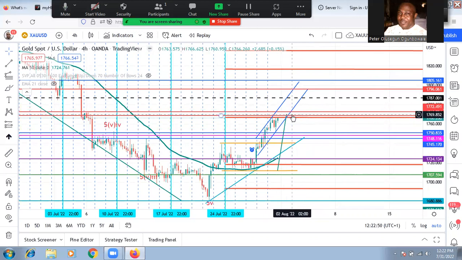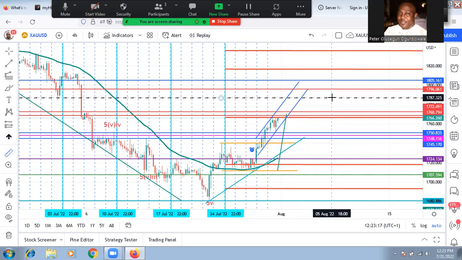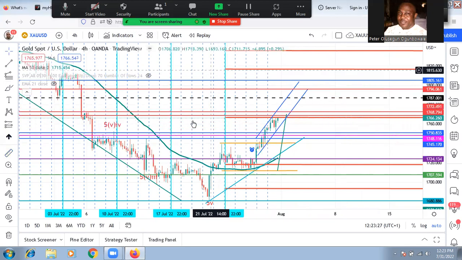So if you put an entry around 1769, you can just risk this, put your stop loss at 1773 for that. In case it breaks it, then you're going to come up here for your entry, which is about how many pips higher? About 130 pips higher to sell. So that is what I can just give you on gold.